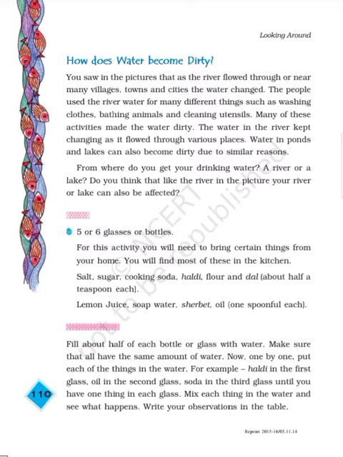You need 5 or 6 glasses or bottles. For this activity, you will need to bring certain things from your home. You will find most of these in the kitchen: salt, sugar, cooking soda, haldi, flour, and dal, about half a teaspoon each. Lemon juice, soap water, sherbet, oil, one spoon each. This is the activity, okay?